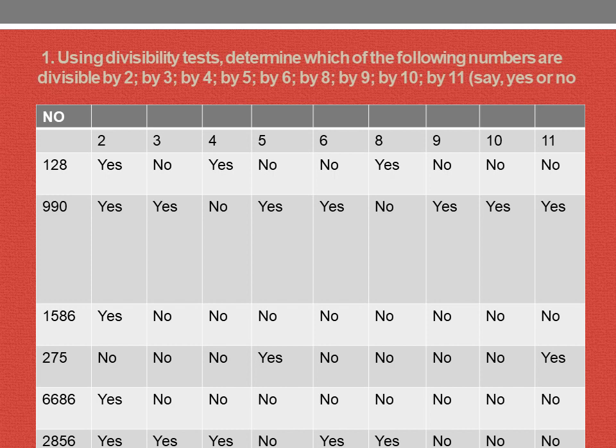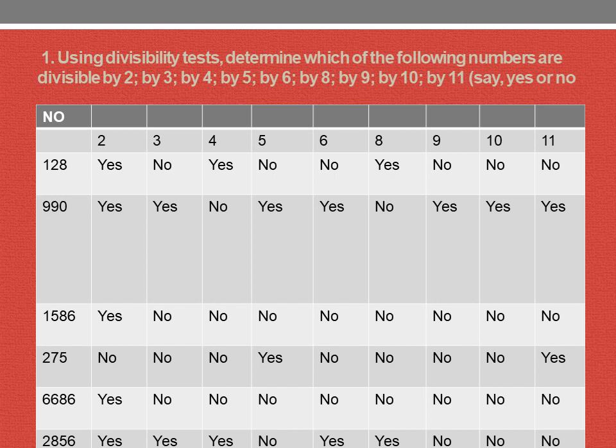Similarly, you can check with 990. It is divisible by 2, yes; with 3, yes; 4, no; 5, yes; 6, yes; 8, no; 9, yes; 10, yes; 11 also yes.